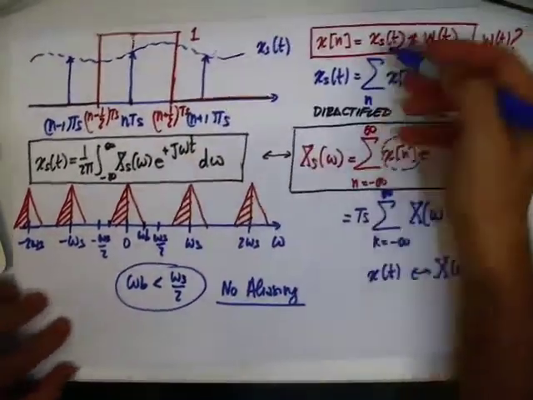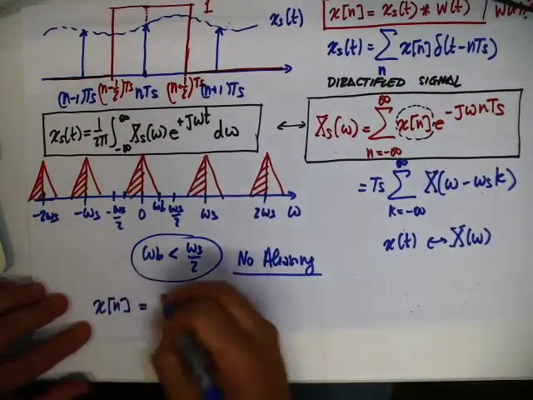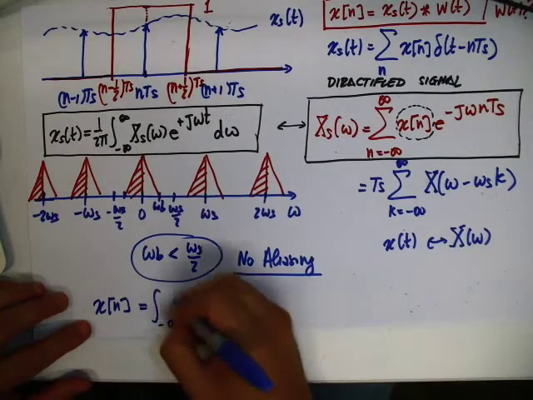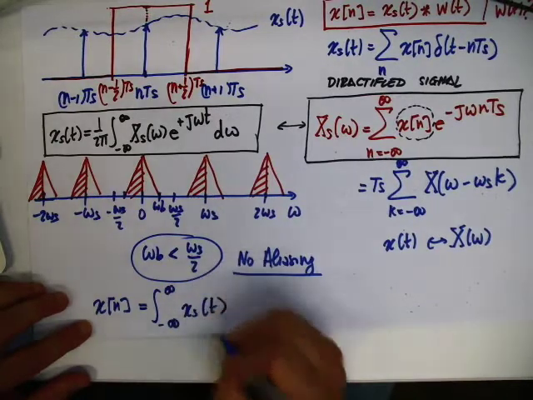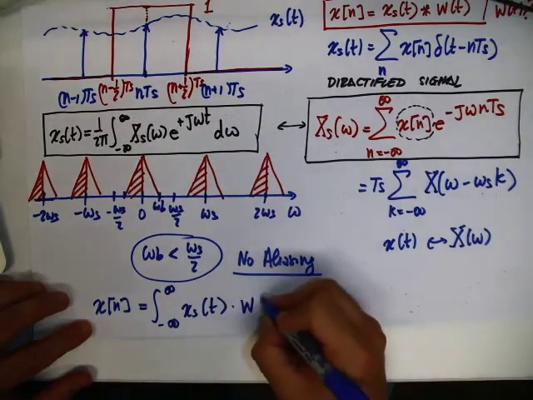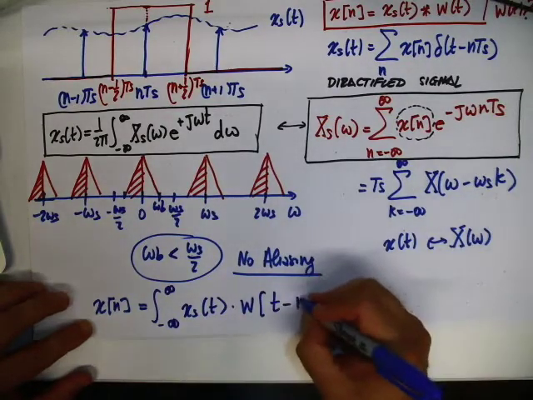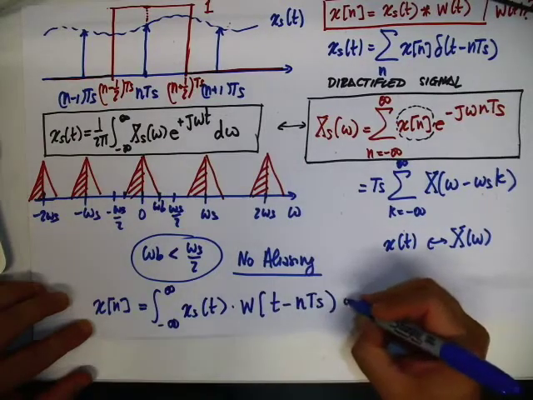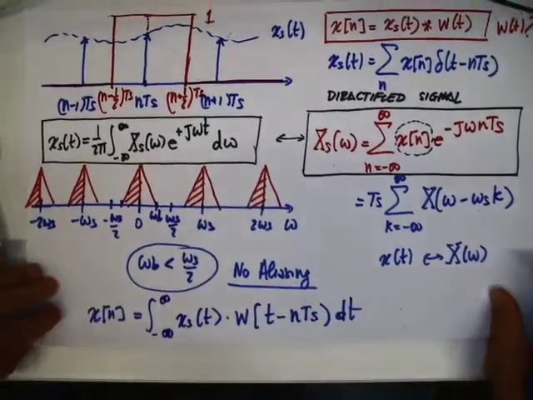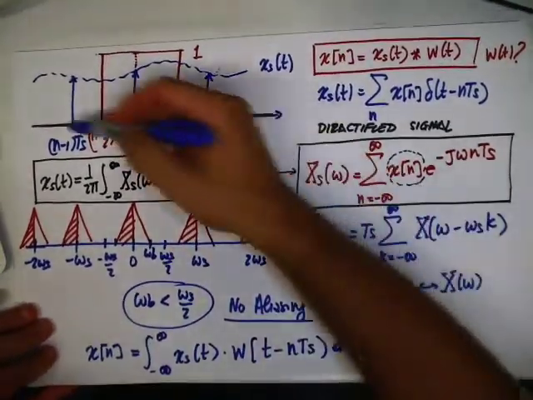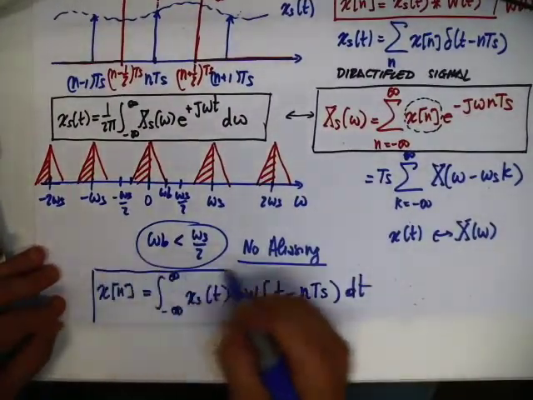Indeed, as I wrote here, x_n is going to be equal to the integral between minus infinity and infinity of the Dirac-ified signal times the window that we need to define, shifted at nT_s, in dt. Okay? And this window is pretty easy to define, because in this case it is a box function. So that is our starting point.